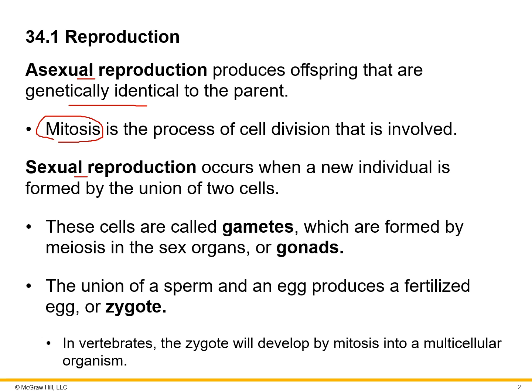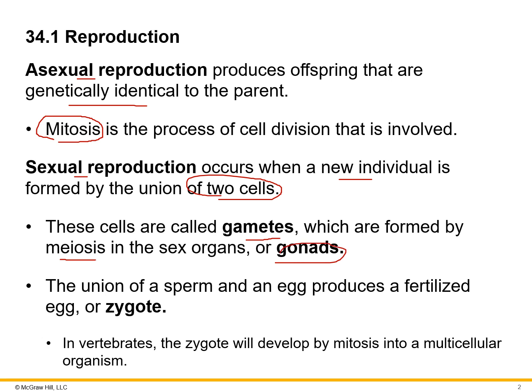Whereas in sexual reproduction, the new individual is formed from the union of two different cells. These cells are called gametes, so egg and sperm. They come together in fertilization, but they're made by a process of meiosis in sex organs called gonads, like the testes and the ovaries.